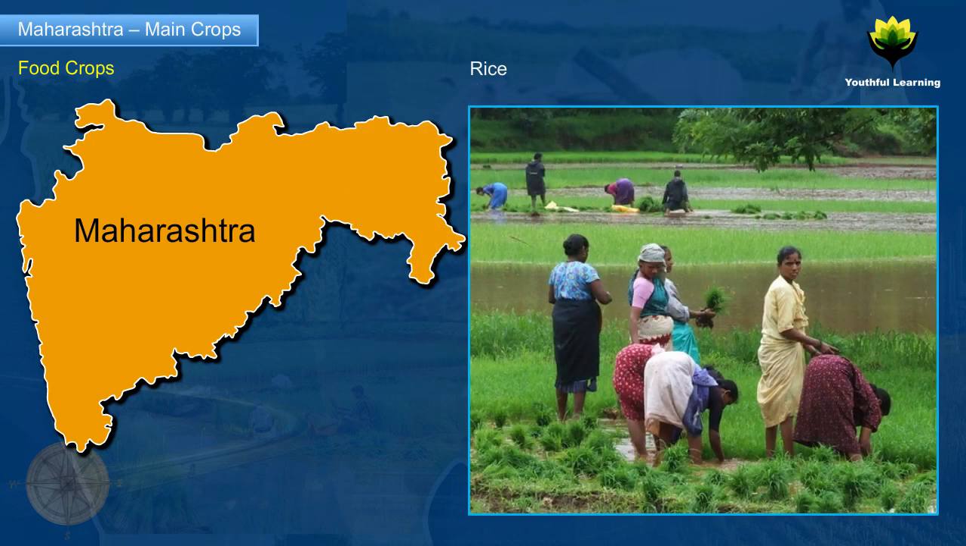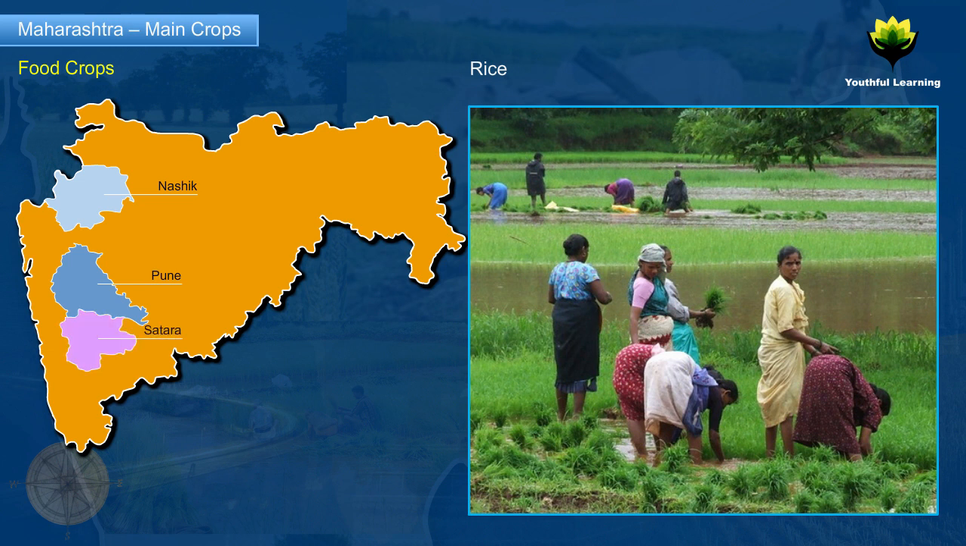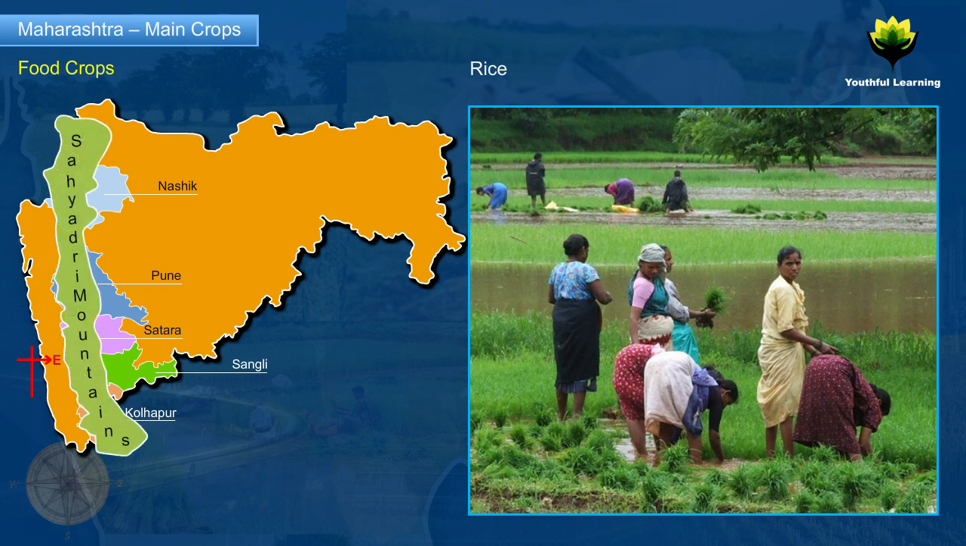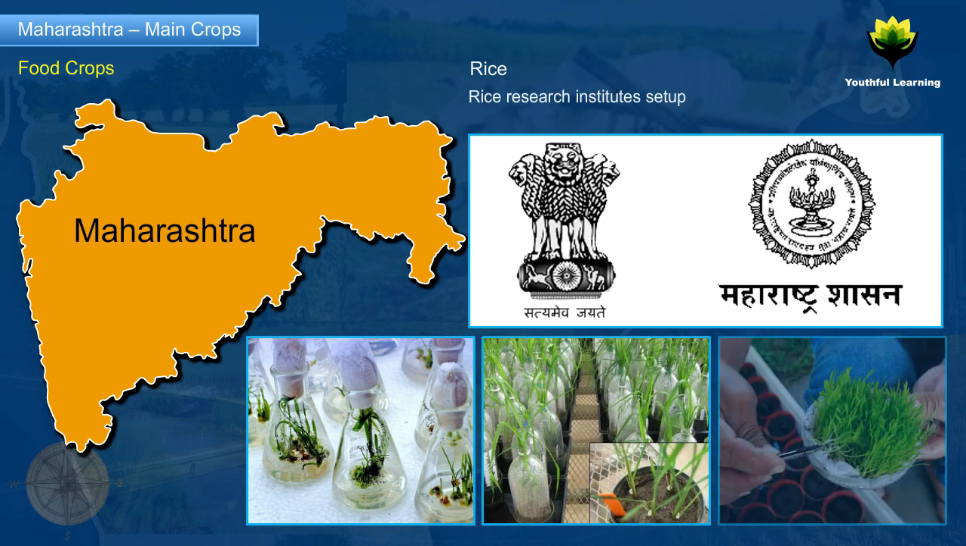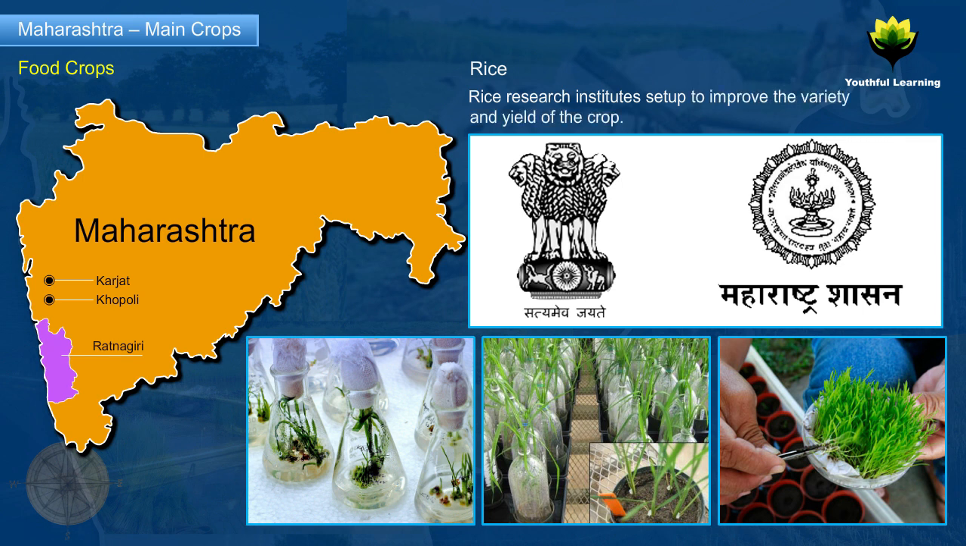Rice is also cultivated in the districts of Nasik, Pune, Satara, Kolhapur and Sangli on the eastern slopes of the Sahyadris. The Maharashtra government has set up rice research institutes at Karjat, Khopoli and Ratnagiri to improve the variety and yield of the crop.